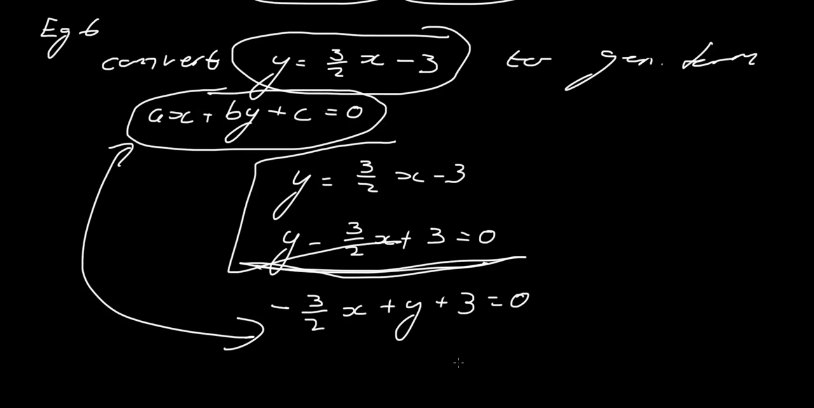But they wanted you to take it a step further by getting rid of this 2 at the bottom here. So how do we do that? We just multiply the whole equation through by 2. So that gives minus 3x plus 2y plus 6 equals 0. And there you go. You're now in the general form. I think I made a mistake here somewhere though. Let me just check something here for you.